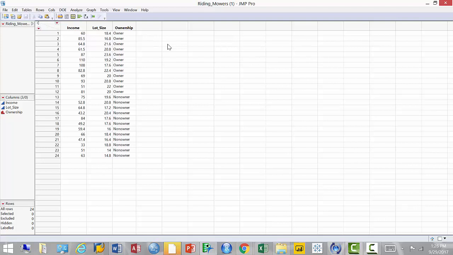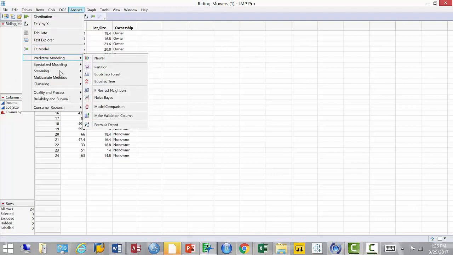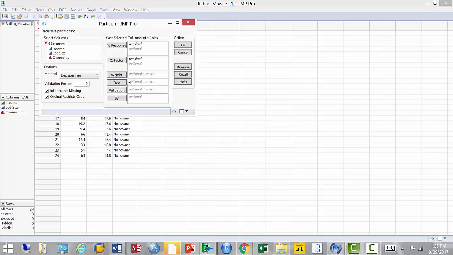All right. So let's go ahead and do that. I'm going to go into the Analyze menu, Predictive Modeling, Partition, because remember this method is not only called classification tree, but it's also called recursive partitioning, right? Because I split the set and I split the resulting sets and I keep going until I'm done, right? So it kind of happens recursively.